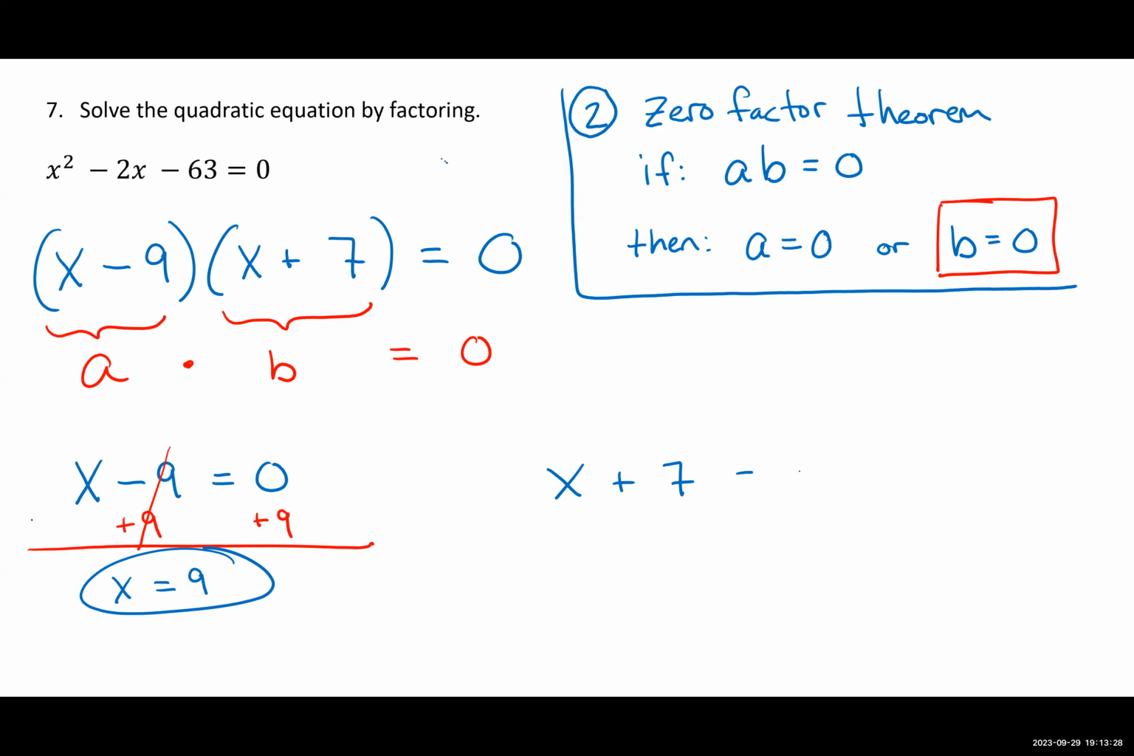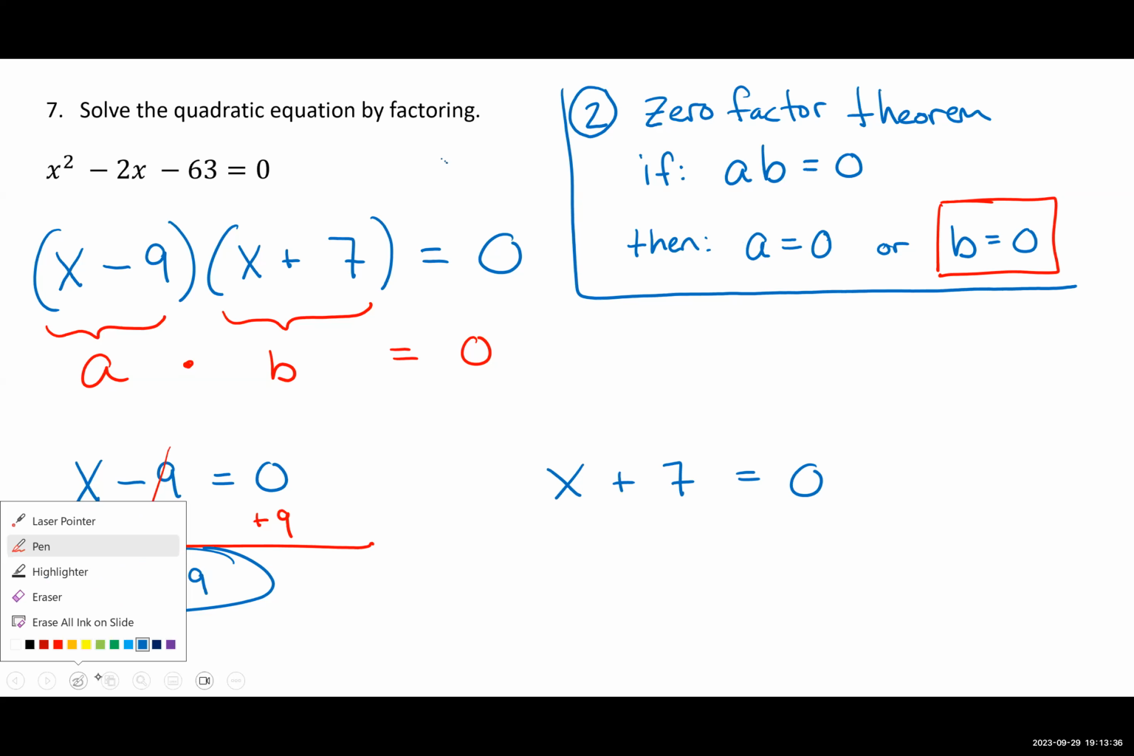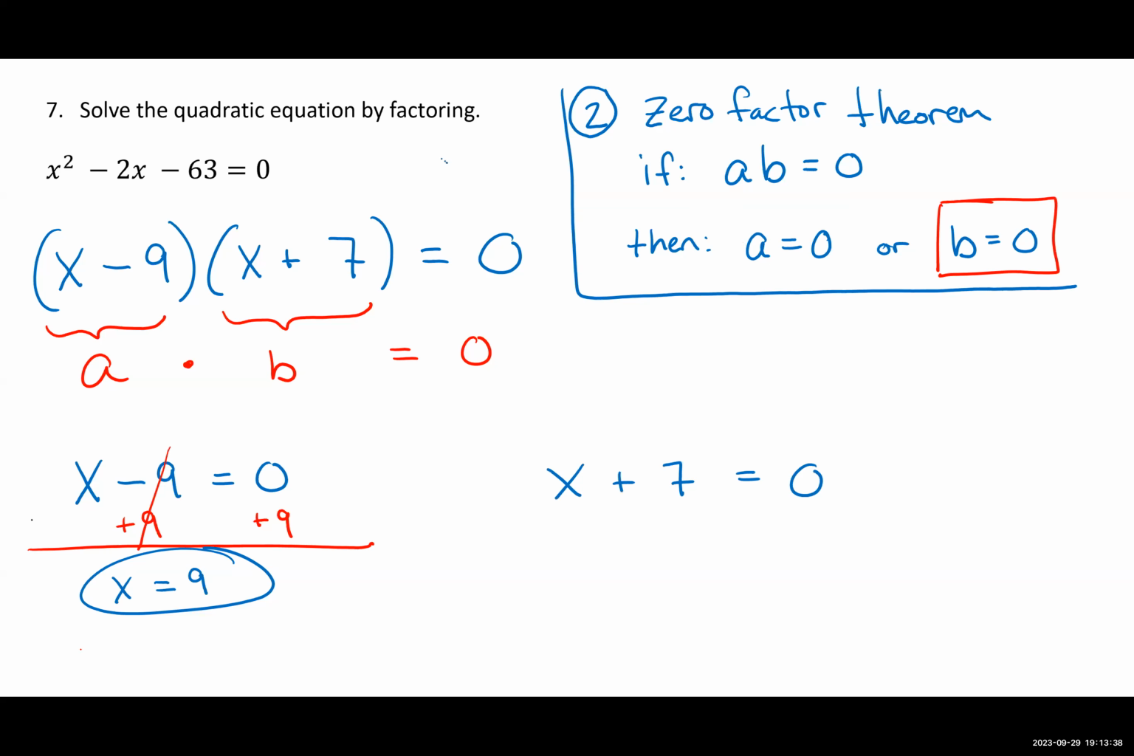So this is a great theorem because once we have an expression factored, it allows us to look at each factor separately. So two or more smaller problems instead of one big problem, if you think about it that way. Minus 7 from both sides.